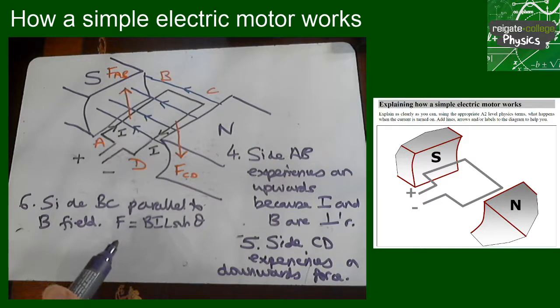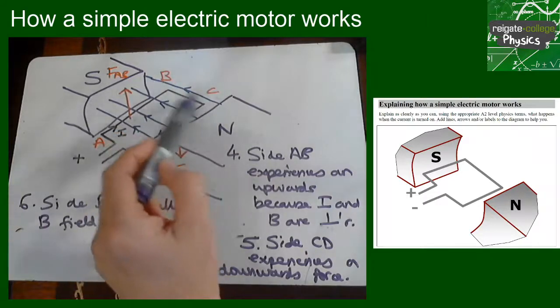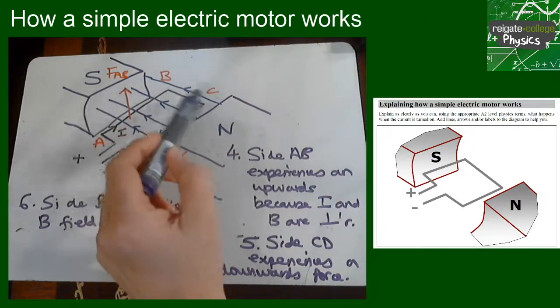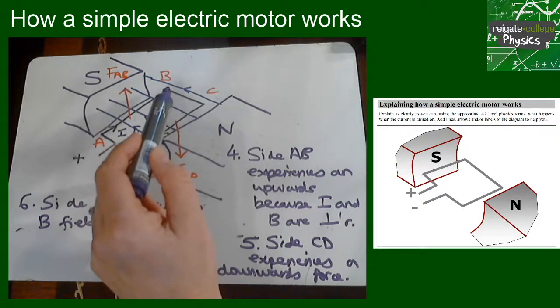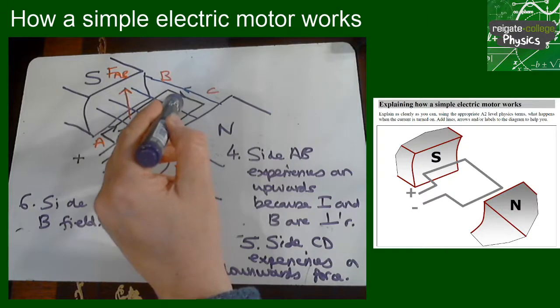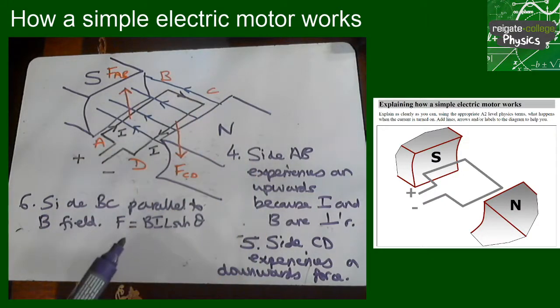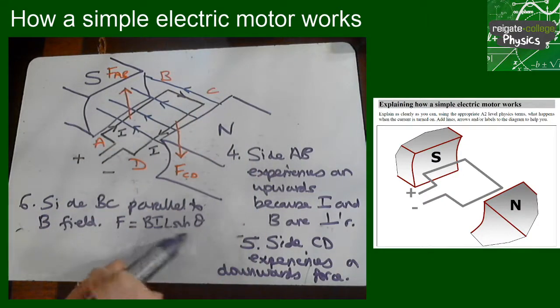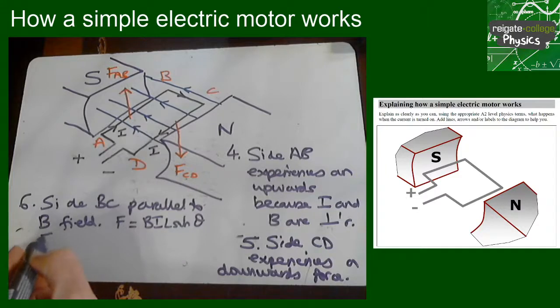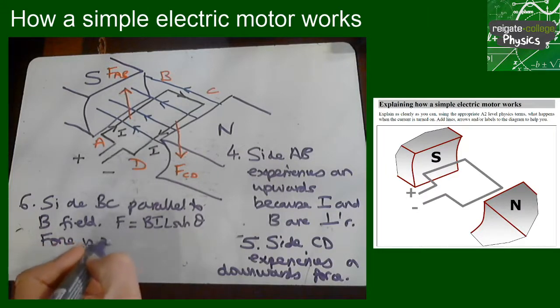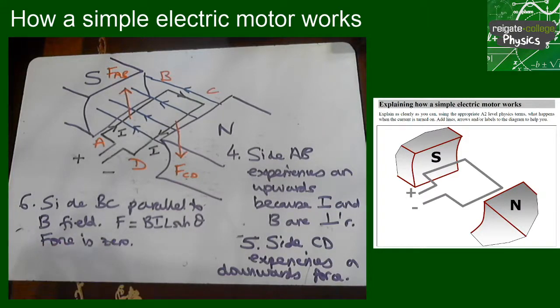If the angle between B and I is 0 or 180 degrees, which it is here, so you've got basically inside BC, your current and your magnetic field line are anti-parallel. So you've got current going around that way, B field going the opposite direction. Sine theta becomes 0. Our force is 0. So inside BC, force is 0.